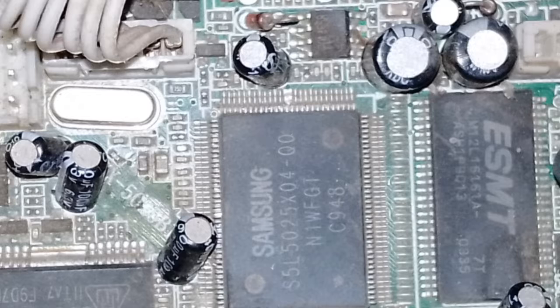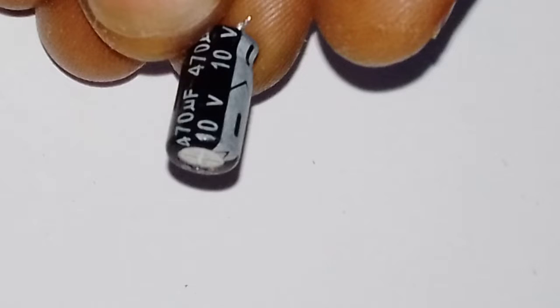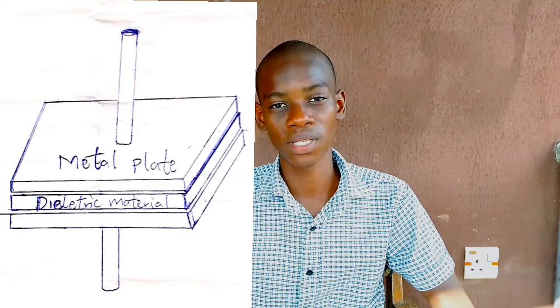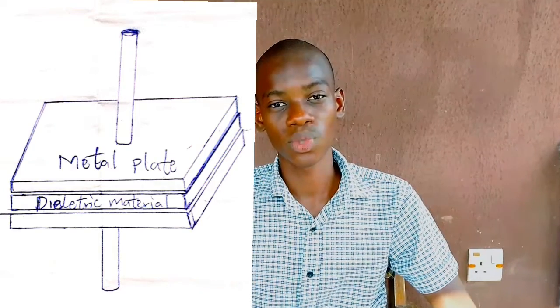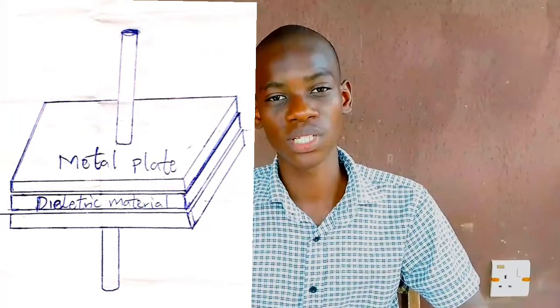Capacitors are electrical components that store electrical energy. They are different from batteries because a battery stores electrical energy using a chemical reaction. But in the case of capacitors, they store electrical energy using two parallel plates very close to each other with a dielectric material between the two plates.